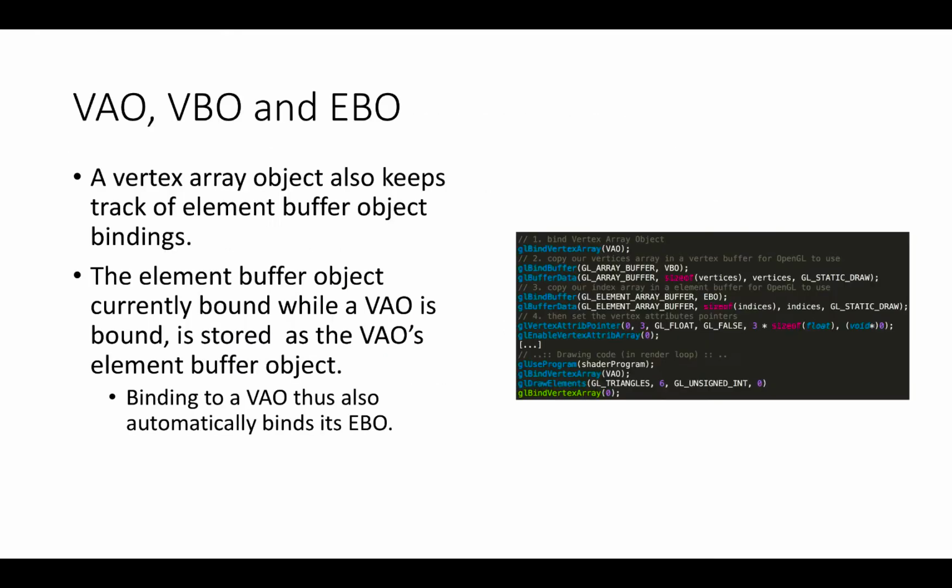The glDrawElements function takes its indices from the EBO currently bound to the GL_ELEMENT_ARRAY_BUFFER target. This means we have to bind the corresponding EBO each time we want to render an object with indices, which seems again a bit cumbersome. It just so happens that the vertex array object, VAO, also keeps track of element buffer object bindings. The element buffer object currently bound, while a VAO is bound, is stored as the VAO's element buffer object. Binding to a VAO thus also automatically binds its EBO.